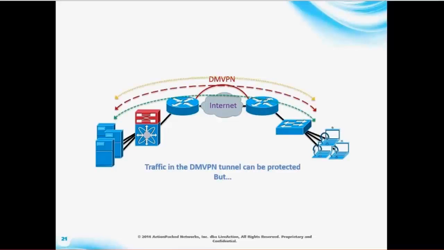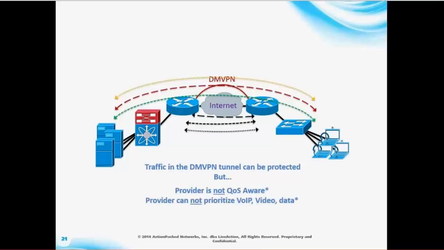Well, the good news is the traffic that we put into our tunnels can be protected via QoS. We can schedule how traffic is put onto our tunnels, but the underlying internet, of course, has no knowledge of QoS and has no concept of prioritizing our voice, video, or critical data. So that's one of the first key concepts that we need to focus in on in today's conversation, and that is we need to understand how to protect our tunnel traffic from the rest of our internet traffic.